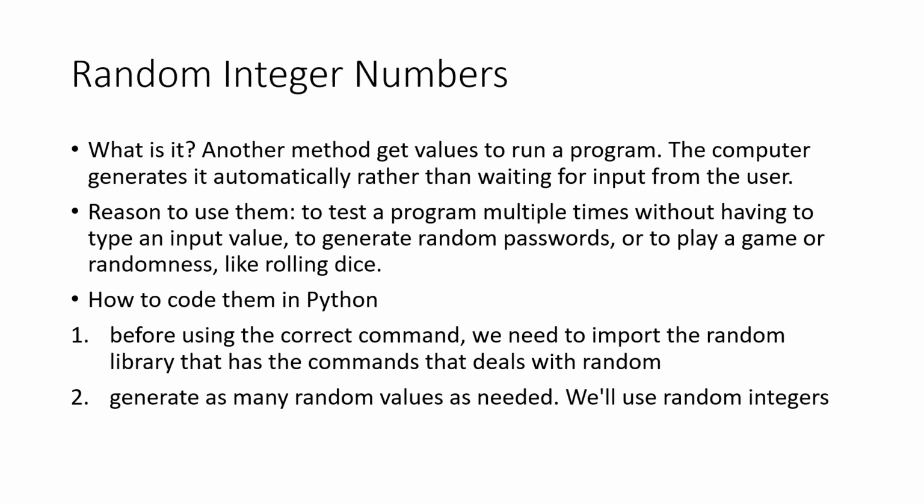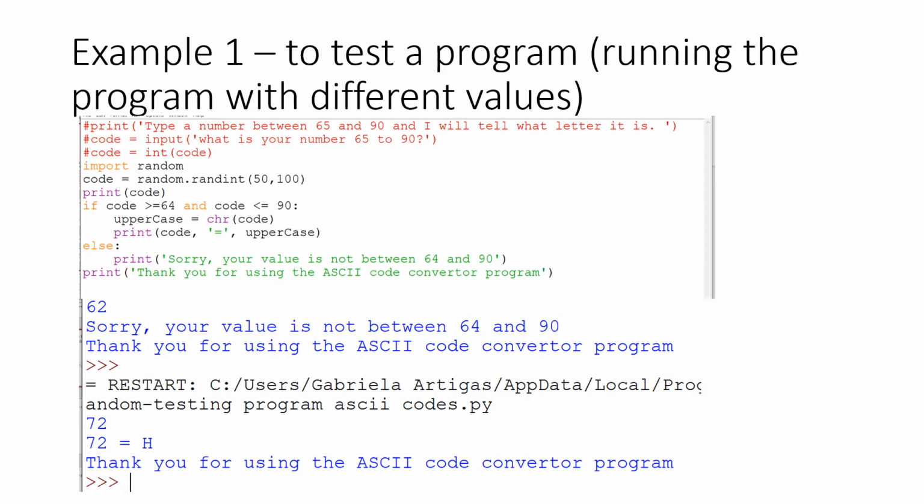So how do we code that in Python? There are two things that you're going to have to remember. Before being able to use the command line that allows you to generate a random number, you have to use a new line of code that we haven't ever seen before that is called the import statement. So before using the correct command, we need to import the random library that has the commands that deal with randomness. And then we are going to generate as many random values as we need by the exercise that we're dealing with. We're going to use only integers. So here's your first practice exercise to generate random values.